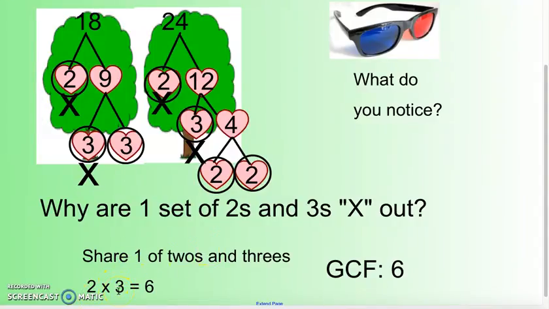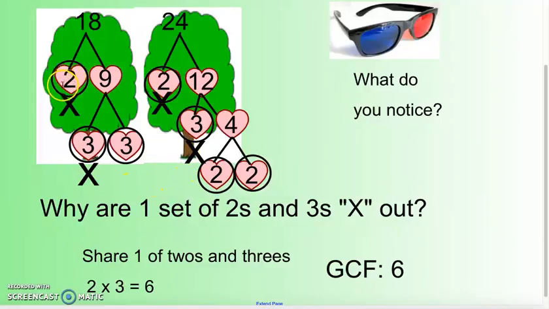And so what I'm going to do is multiply them together to find my greatest common factor. So I'm going to do 2 times 3 and the answer is 6. So my greatest common factor between 18 and 24 is 6. So notice all I did is I made some factor trees, okay?